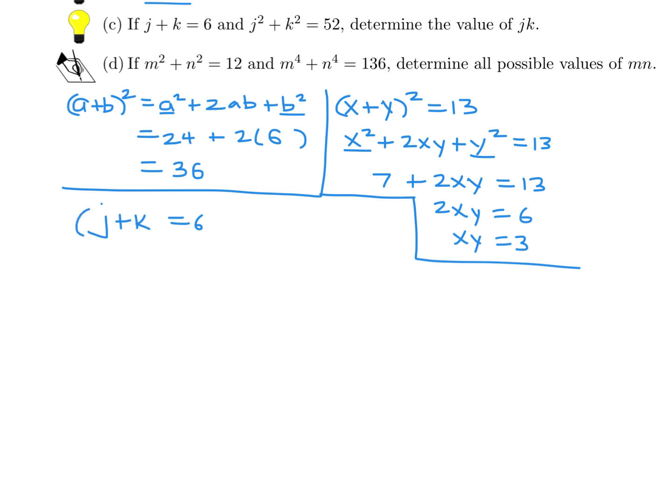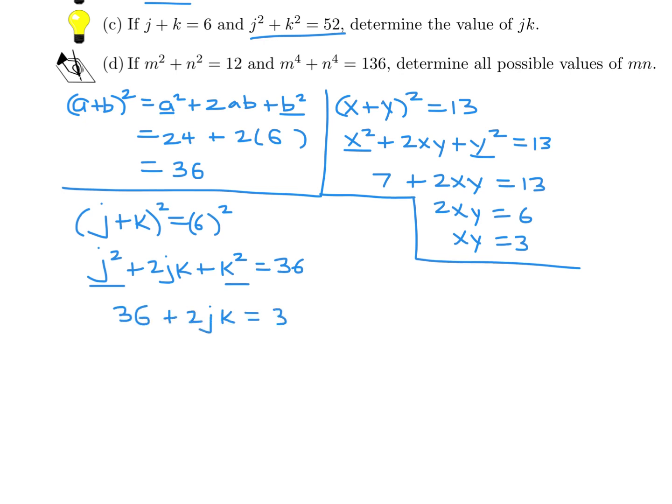So I'm going to square both sides, I should say, and that's going to give me j squared plus 2jk plus k squared is equal to 36. All right. And if that's the case, then those two guys is 36, and then that just leaves me with 2jk is 36. Wait, is this? No, sorry. That's 52. Yes, shouldn't have made that mistake.